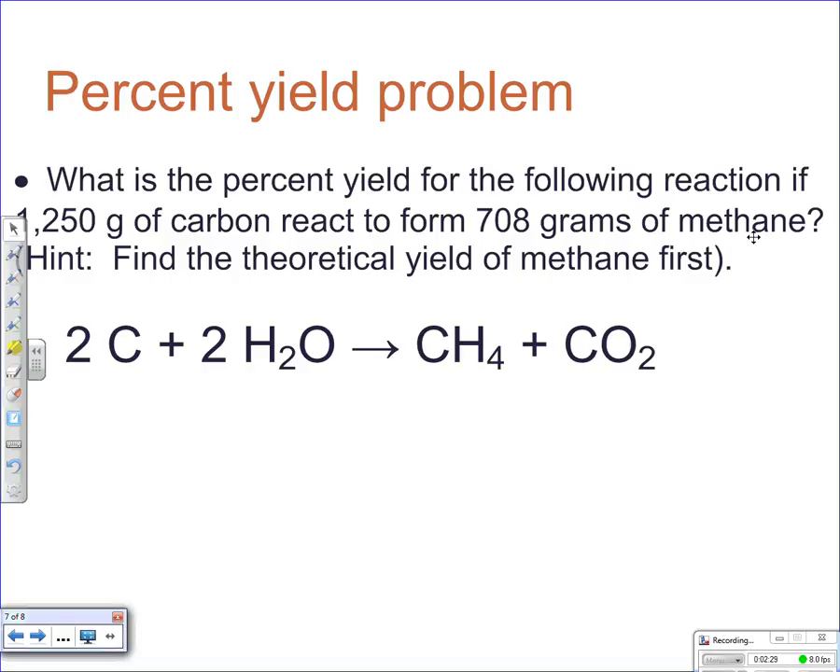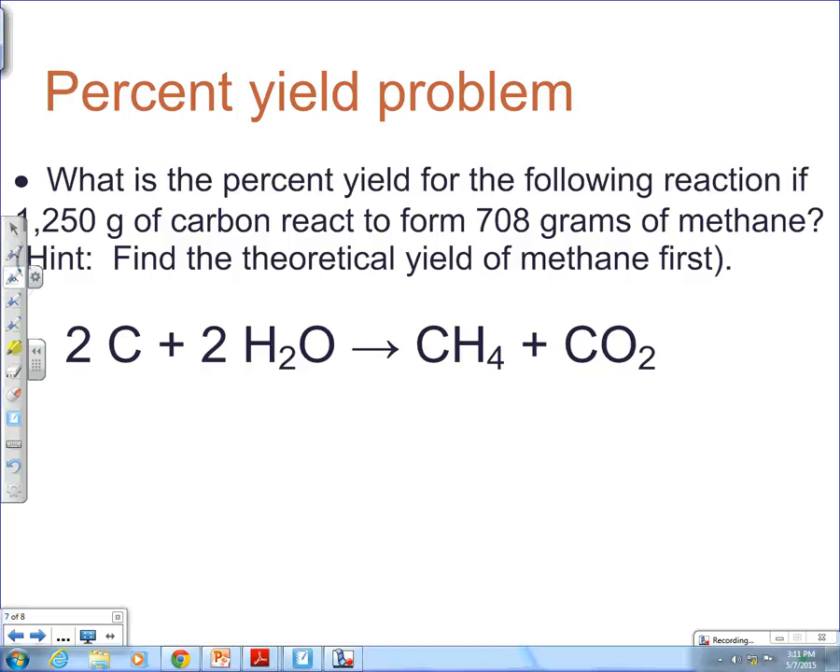So let's take a look at the two numbers we were given. The first number is 1,250 grams of carbon, and that's a reactant. So I'm going to write that number below carbon in my balanced equation. The other number is that 708 grams of methane form, and that's a clue. That word form means that in the lab setting, this is actually how many grams of methane formed. So that is our actual yield. What we will do is save that for the end. We'll use it at the very end in our percent yield equation.